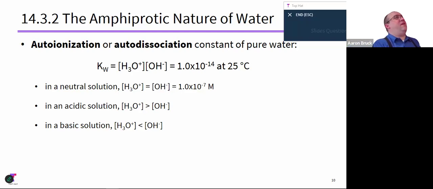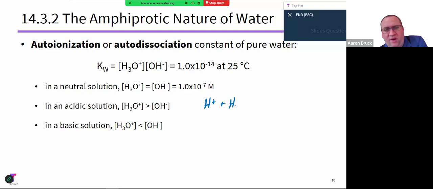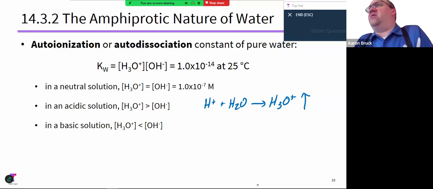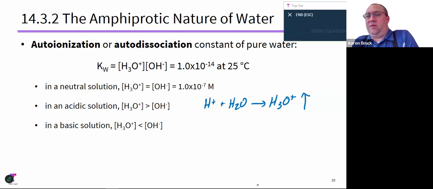But there are a couple of things that we can say. Since acidic solutions are going to involve H plus being donated to water to make hydronium ion, in acidic solutions, the hydronium concentration goes up, which means that the hydroxide concentration is going to go down in order to maintain this constant Kw. And so what we see is that in acidic solutions, the hydronium concentration is greater.